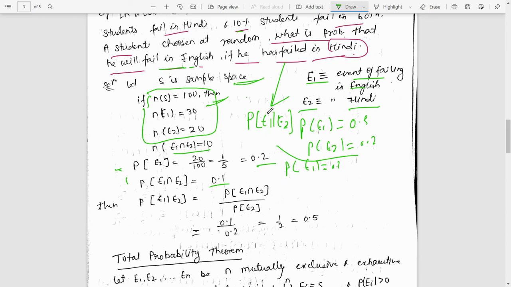He will fail in English: the event of failing in English is denoted by E1, and the event of failing in Hindi is denoted by E2. It is explicitly given that he has already failed in Hindi. Then what is the probability that he will also fail in English? So it is the probability of E1 when E2 has already happened. This can be written this way, and we know the formula is probability of E1 intersection E2 divided by probability of E2. This is given as 0.1, and this is given as 0.2. So your probability comes to be 0.5.